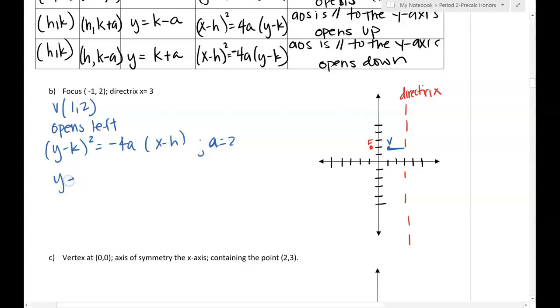So with that, we can quickly write an equation. y minus k is 2, so that's going to be y minus 2 squared equals -4 times 2. I'm just going to write straight up 8, okay? Times x minus 1. Let's box it up. That is our final equation.